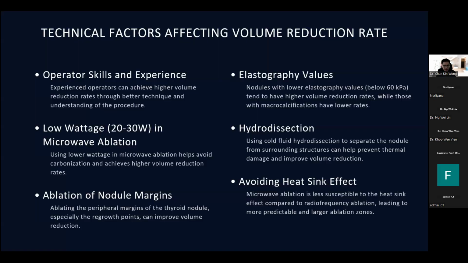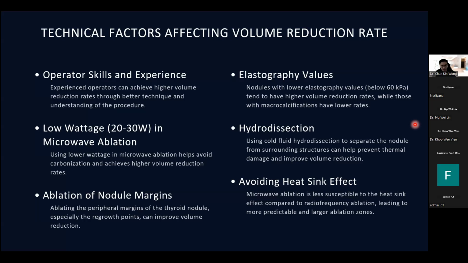So, technical factors affecting volume reduction rate. Of course, it depends on operator skills and experience. We usually burn at low voltage because you want to avoid carbonization. And we actually ablate nodular margins as well. The better the nodule margins are ablated, the less risk of recurrence. For elastography, if the values are below 60 kPa, nodules tend to have higher volume reduction rates, while those with macrocalcifications have lower reduction rates.